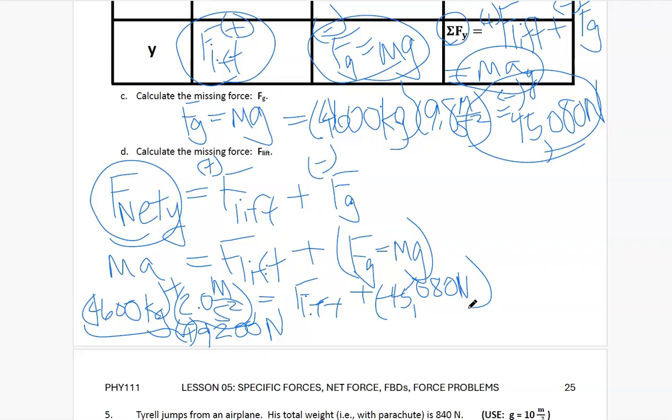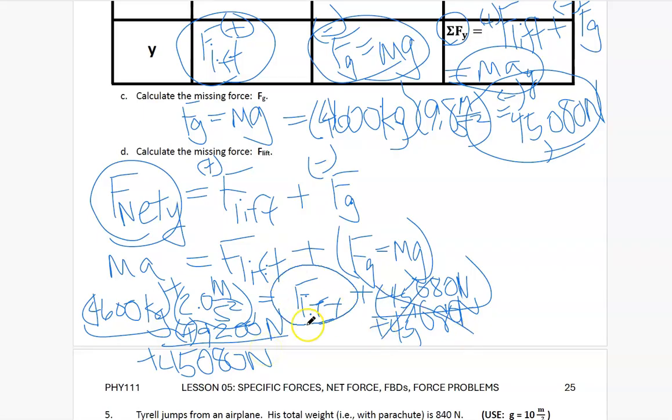Well, now we have to add 45,080 to the 9,200. We add plus 45,080 newtons to both sides. That's now plus because we're adding the positive version to both sides. That cancels, and we're just left with lift equals the sum of those two terms. Well, we add those up.